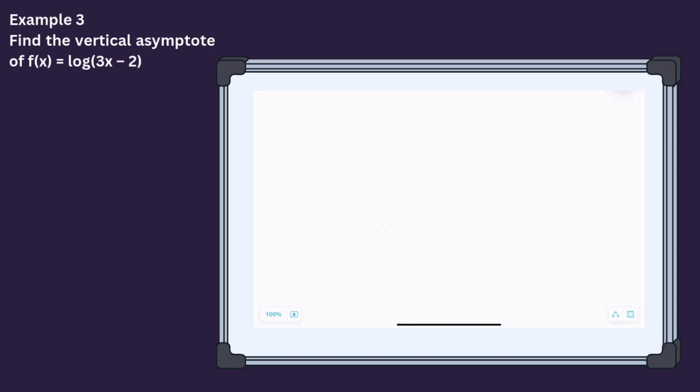So step 1, inside the logarithm, it must be greater than 0. So step 2, we solve for x. 3x equals 2. Now, just divide it immediately and that will lead you to the final answer. So cancel 3, then divide by 3, x equals 2 over 3. And this is your vertical asymptote.